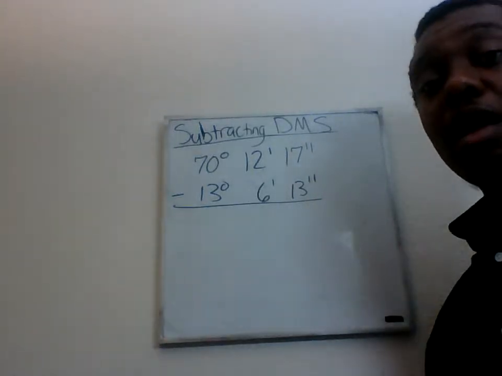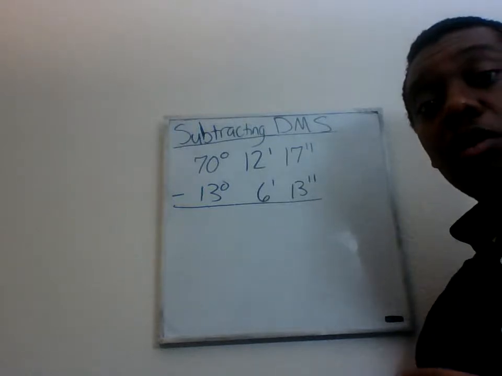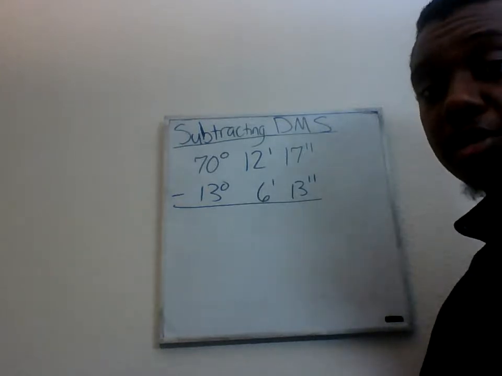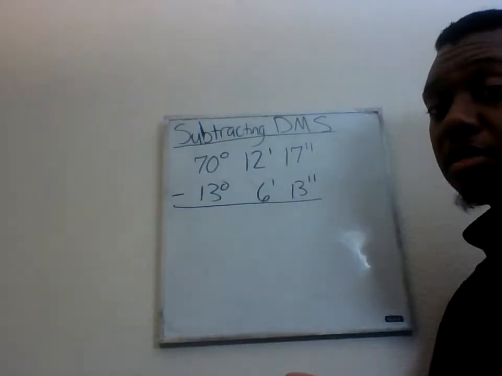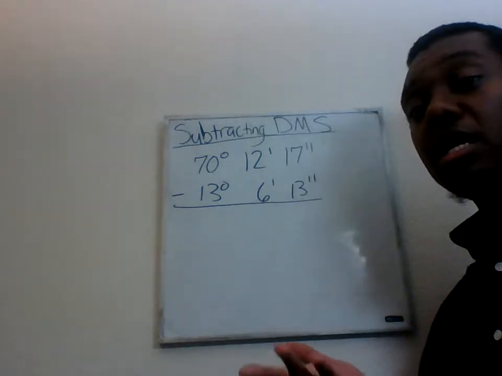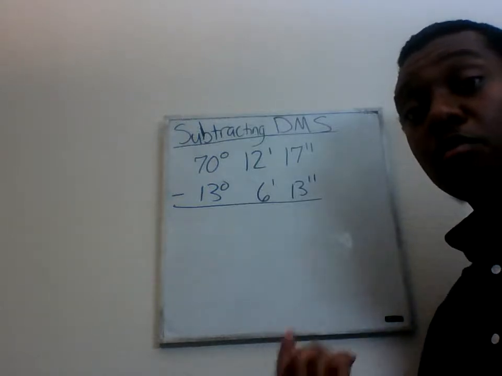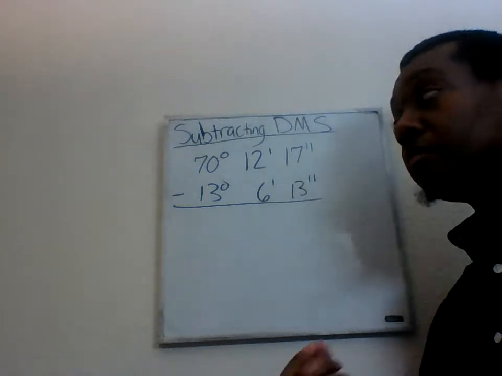Hello, and today we're going to be looking at subtracting degrees, minutes, seconds. With subtracting degrees, minutes, seconds, we will do subtraction. We're going to subtract our number of seconds, our number of minutes, and our number of degrees. And then from there, we'll simplify to make sure it is in the standard notation for degrees, minutes, seconds, meaning that we don't have more than 60 in the minutes nor the seconds category.